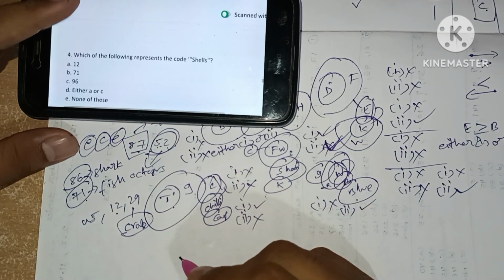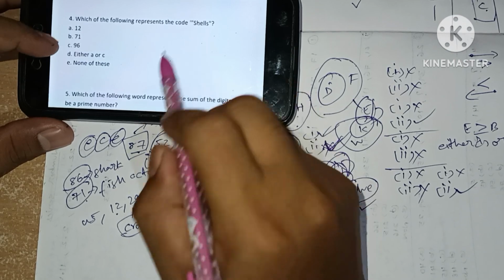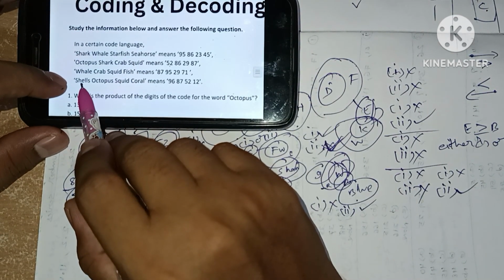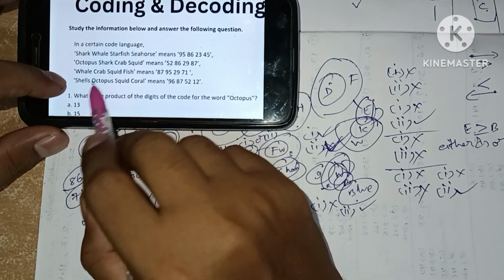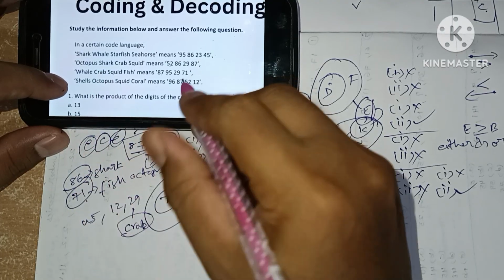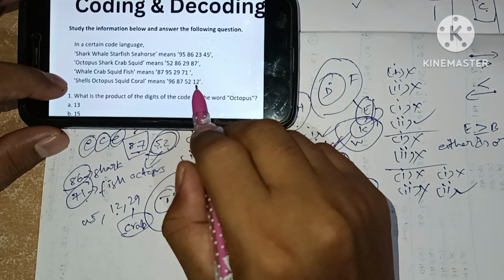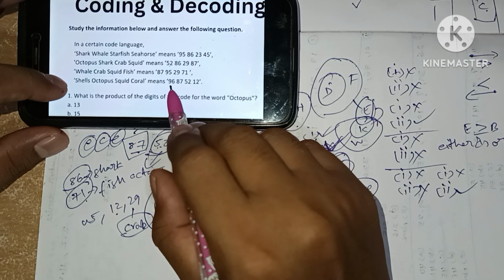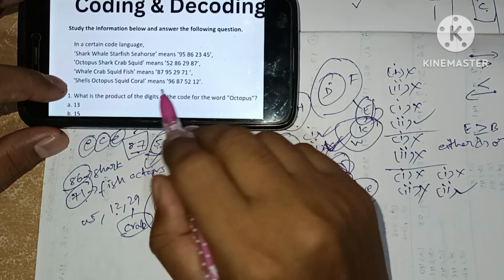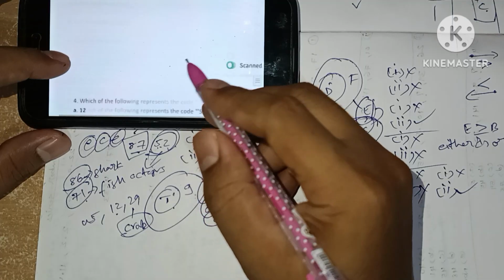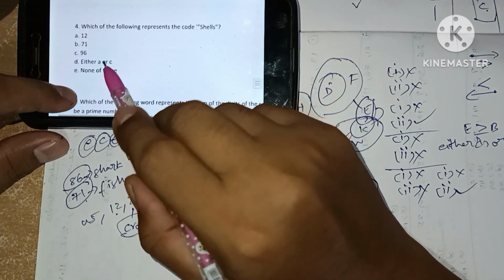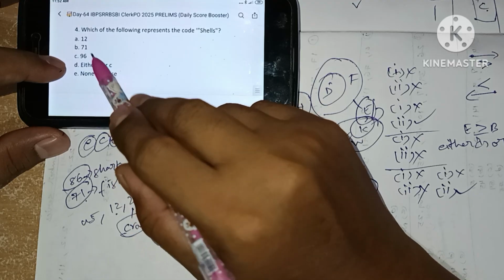Next, fourth question. Which of the following represents a shell? Here there is a shell, and there is no other shell, but we get a 12 and 96. There are two things. So shell must be 96 or 12. So option D is our answer.